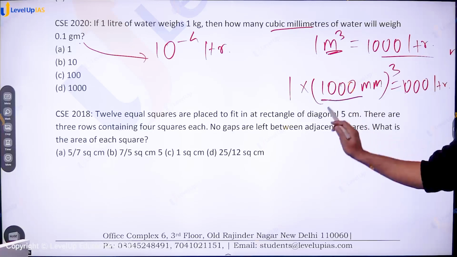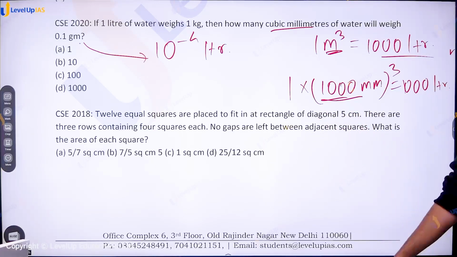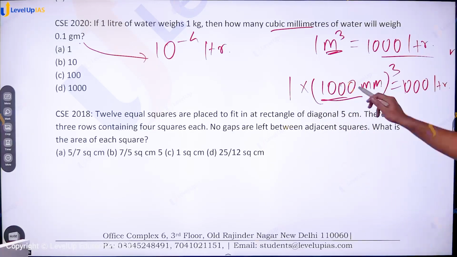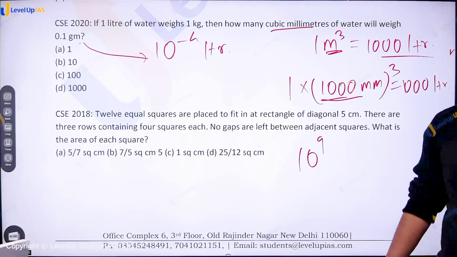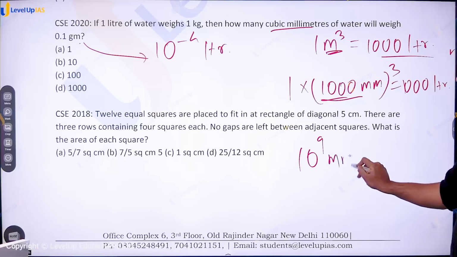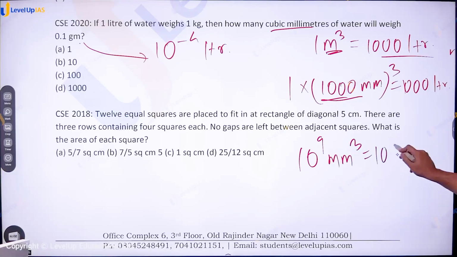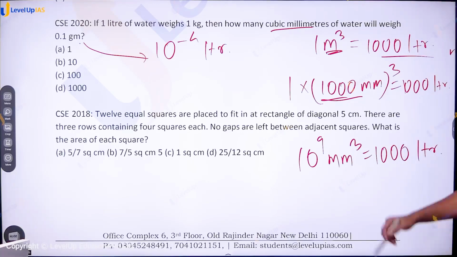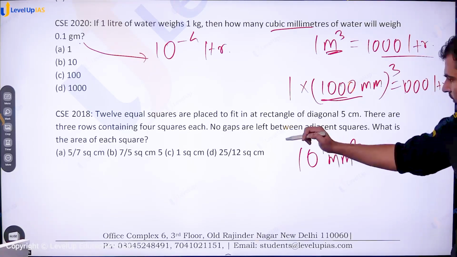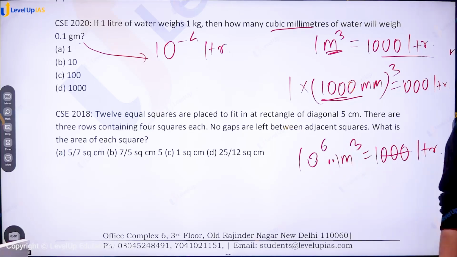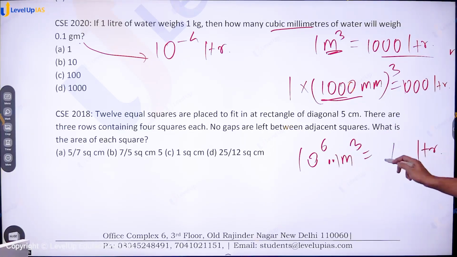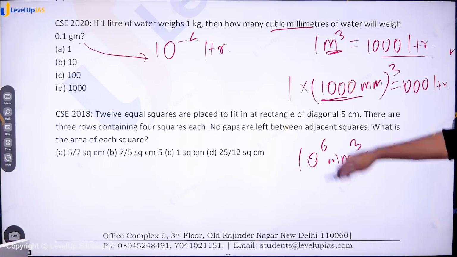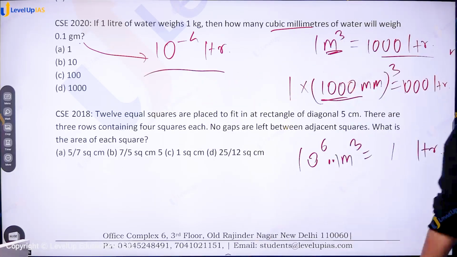So this is 1000, 10 raised to 3. 1000 is 10 cube, and I have to take the cube of that. So we have 10 raised to 9 millimeter cube is equal to 1000 liter. I can divide by 1000, right? So I have the value of 1 liter, and the question is 10 raised to minus 4 liter.